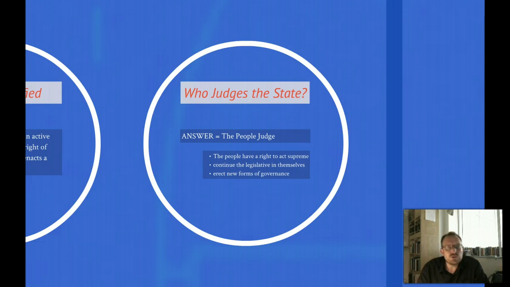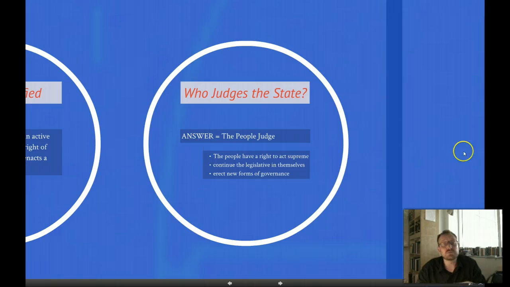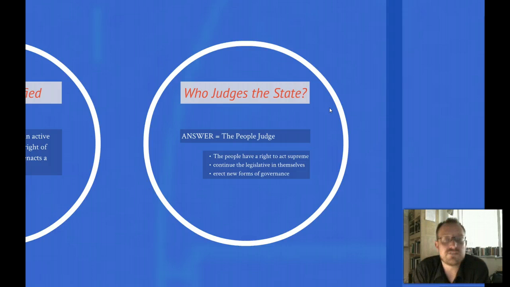Now the question is, who judges the state? Who decides when the state has gone too far? Who's the final arbiter? The answer is the people. The people judge, he says. That is, the people have a right to act supremely. And that means the people can dissolve the government if they choose to. And they can even continue the legislative authority in themselves and erect new forms of government. Now you can see here, this is the notion of the right to revolution.